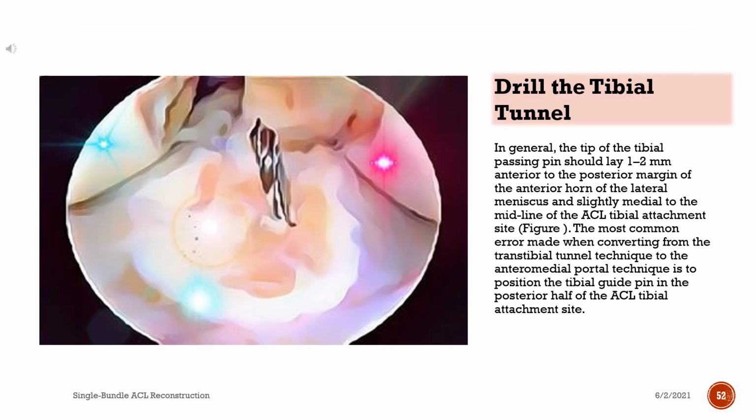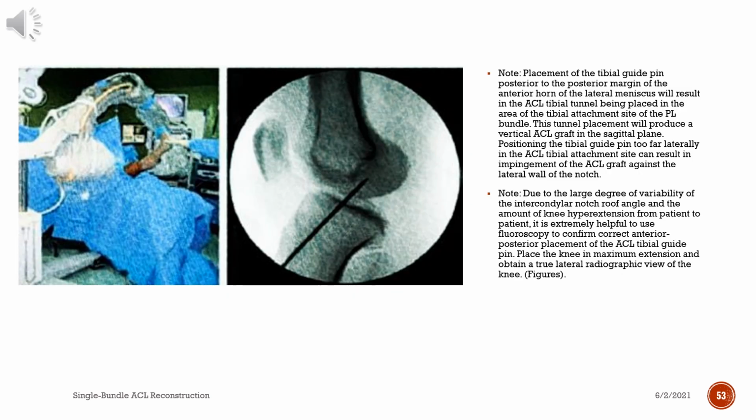In general, the tip of the tibial passing pin should lay 1 to 2 mm anterior to the posterior margin of the anterior horn of the lateral meniscus and slightly medial to the midline of the ACL tibial attachment site, figure. The most common error made when converting from the transtibial tunnel technique to the anteromedial portal technique is to position the tibial guide pin in the posterior half of the ACL tibial attachment site. Note: placement of the tibial guide pin posterior to the posterior margin of the anterior horn of the lateral meniscus will result in the ACL tibial tunnel being placed in the area of the tibial attachment site of the PL bundle.